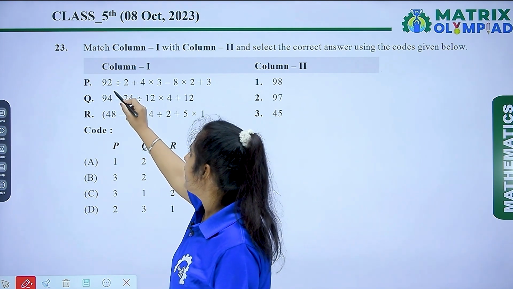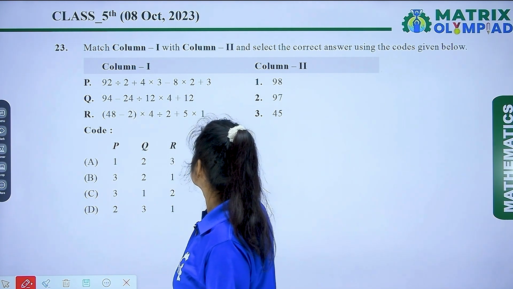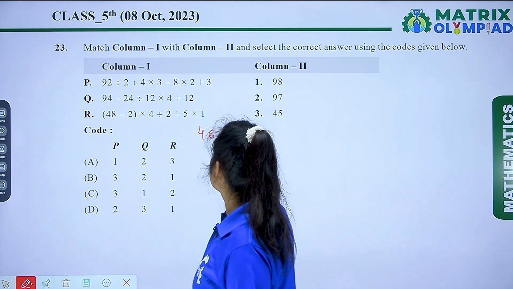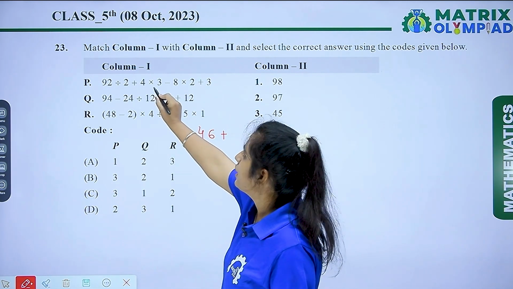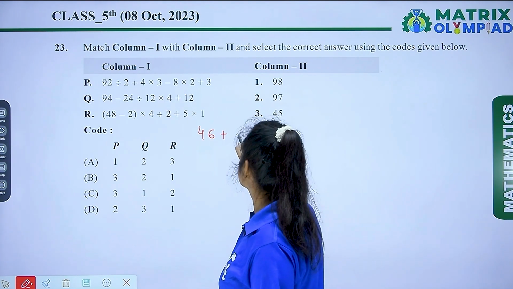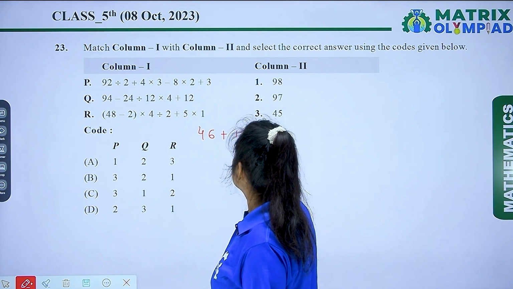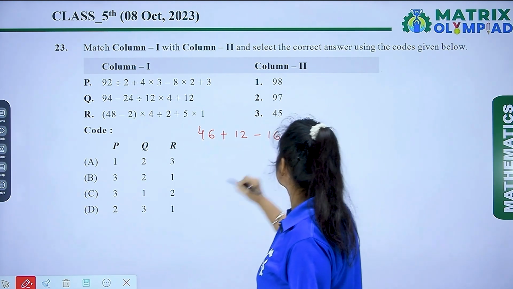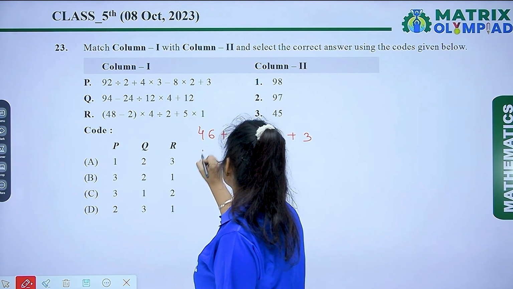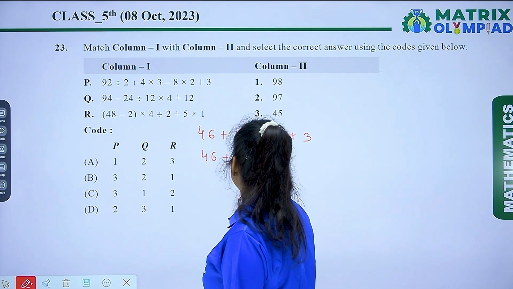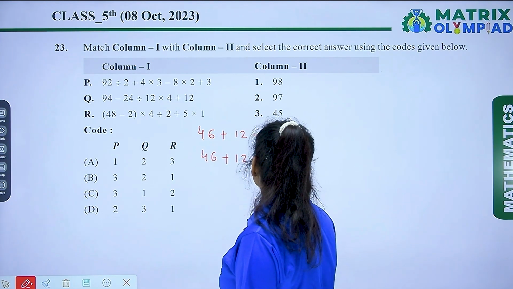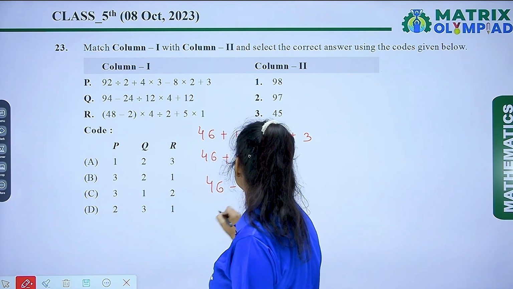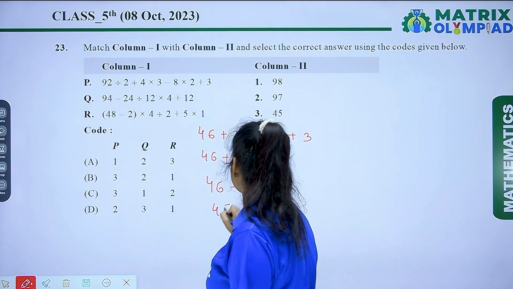First, dividing 92 by 2, we get 46 plus, now we will do the multiplication. 4 multiplied by 3 is 12 minus 16 plus 3. So here we get 46 plus 12 minus 13. Now 46 minus 1, which gives us 45.